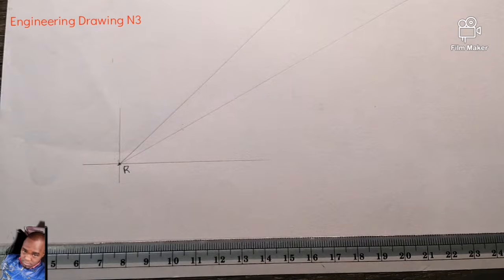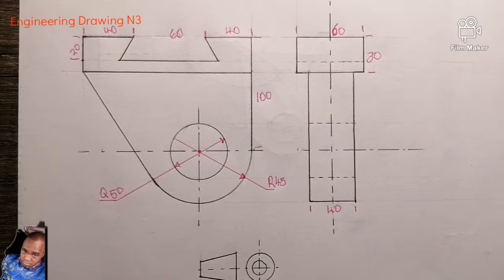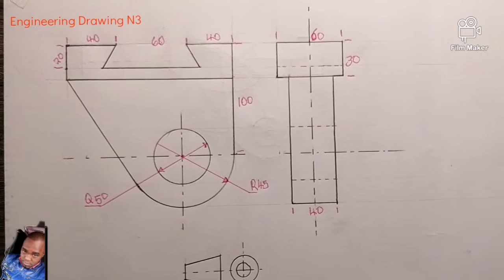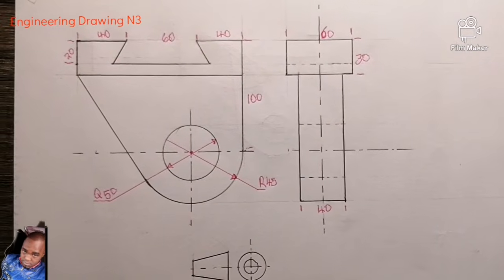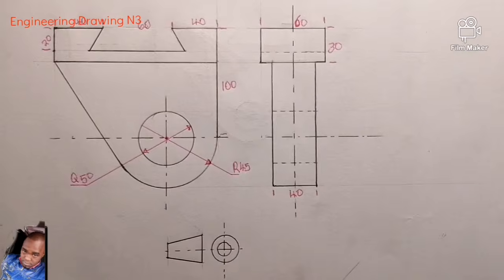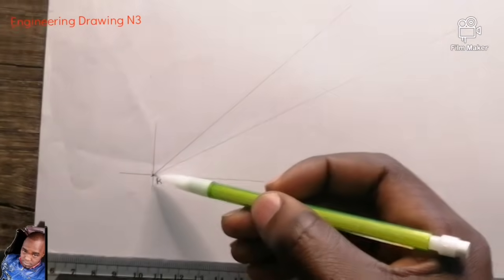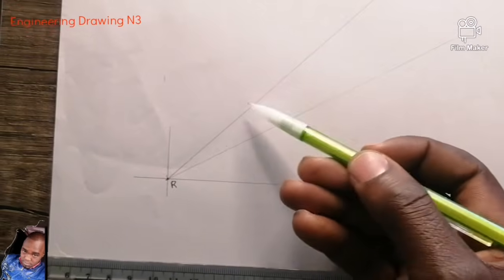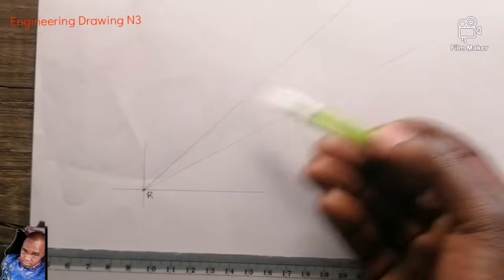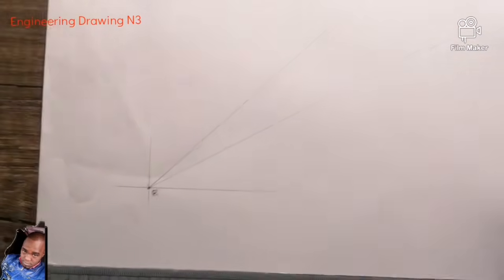Come back to your given question. You come back to your views. You read the biggest dimension. The biggest dimension there is 100 millimeter. We do not have another one that is above that. So from your R, up until these 10s of yours, they can be 100, or they can be 110 or 120.